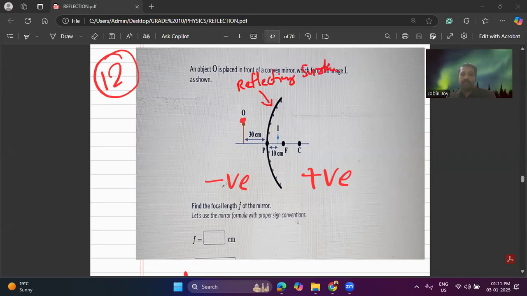Okay. Reflecting surface means this side is negative and this side is positive. Above the principal axis is positive. Below the principal axis is negative. Find the focal length of the mirror.